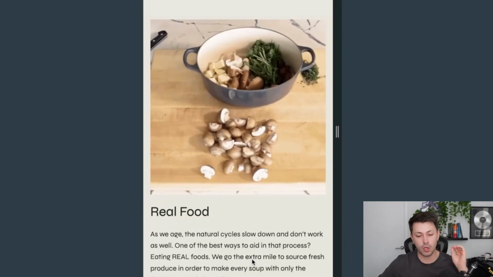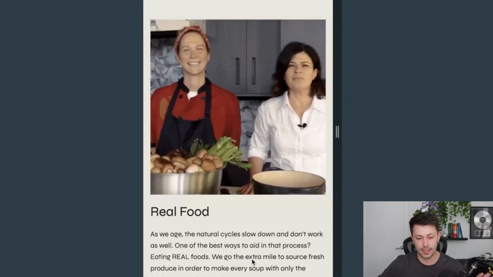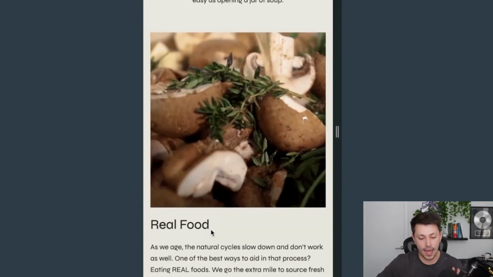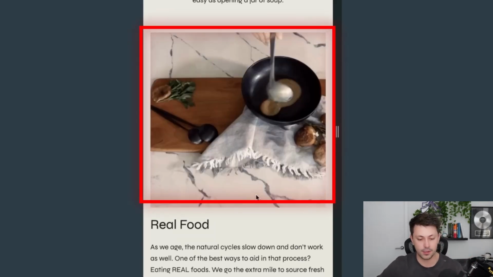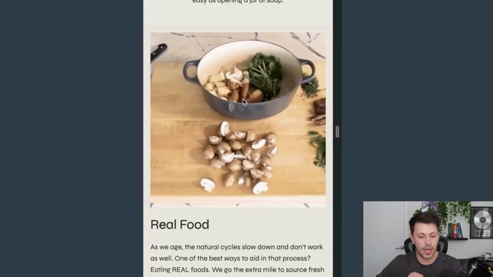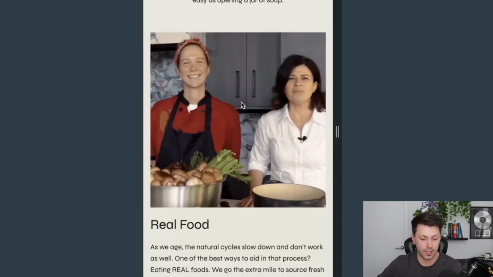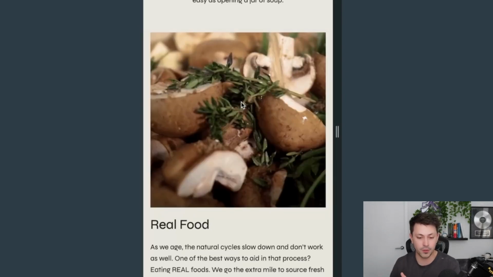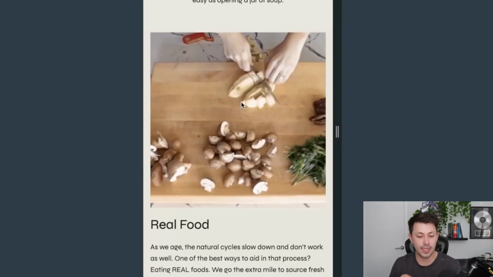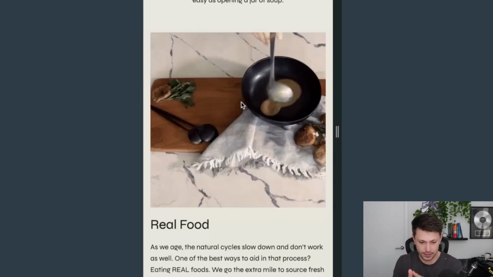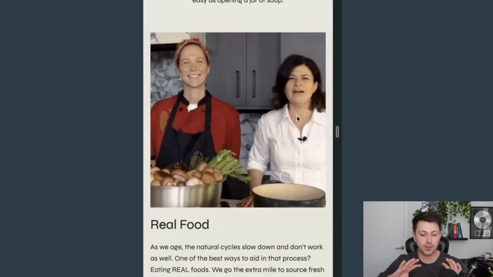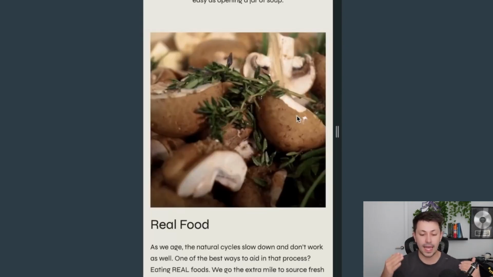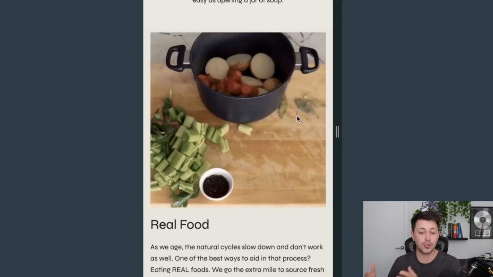And then what I want to call out here and what I want to emphasize that this landing page does so well is that the imagery and the content are actually working together, right? I'm saying real food and then I'm literally showing a video of them taking real food, cutting it up and blending it into the actual product that this client sells. And it also has the founder in it as well to show that this just wasn't some kind of B-roll. This is actually their product and their soup being made.